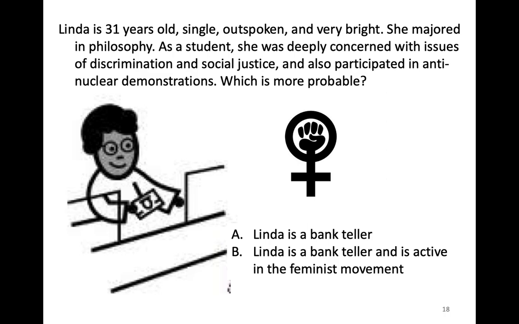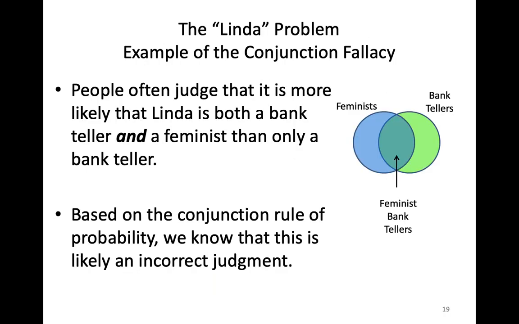Have you thought about it? All right. Well, if you've said that you think that it is more likely that Linda is both a bank teller and a feminist, you've made an error in judgment. We know, based on the conjunction rule of probability, that it would be much less probable that Linda would be a feminist and a bank teller.